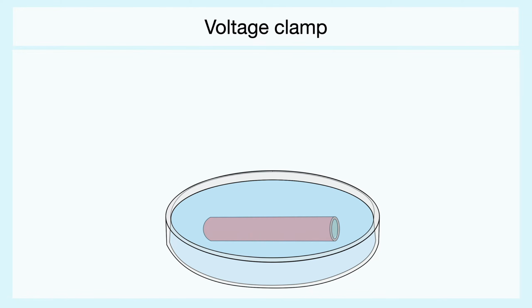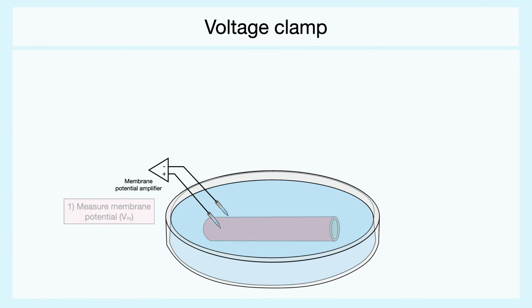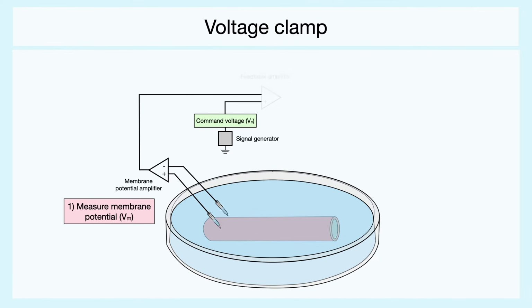So, in the first portion of the apparatus, one electrode is placed in the axon and the other electrode is placed in the bathing solution. The two electrodes are then connected to an amplifier which measures the membrane potential. The voltage measured in the amplifier is then connected to another amplifier that compares it to a desired voltage. The desired voltage is often referred to as the command voltage and it is generated from a signal generator.